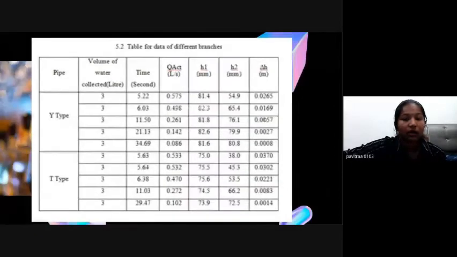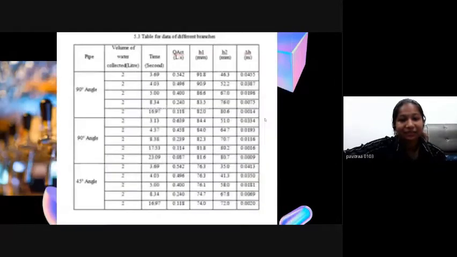All of the above is repeated using T-type and Y-type branches, and also 90-degree angle pipe, 90-degree bend pipe, and lastly 40-degree angle pipe, replacing the sudden contraction and sudden enlargement pipes. Next slide. Only for the angled pipe, the time taken is recorded when 2 liters volume of water is collected. Next, I pass to Antasha to proceed with the discussion.